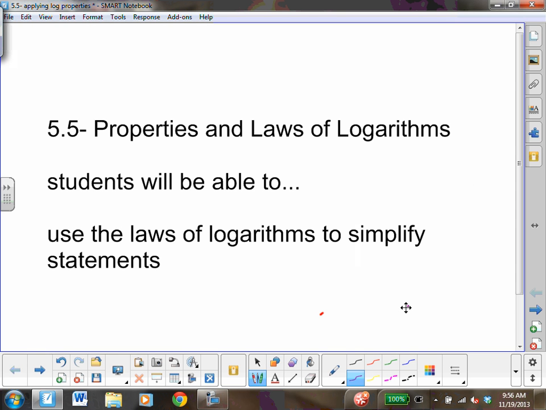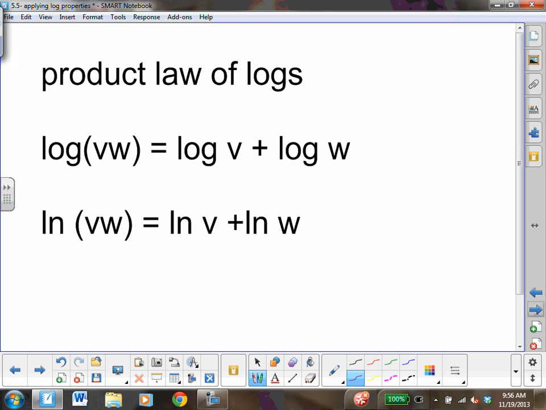All right, class, today we're going to be studying section 5.5, properties and laws of logarithms. We are going to be able to use the laws of logarithms to simplify statements. The first law of logarithms we need to be aware of is the product law of logs.